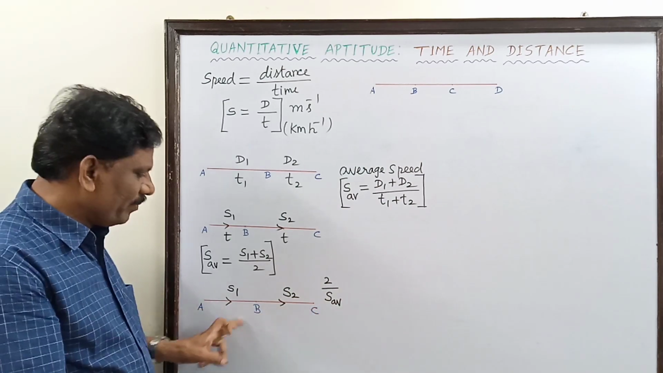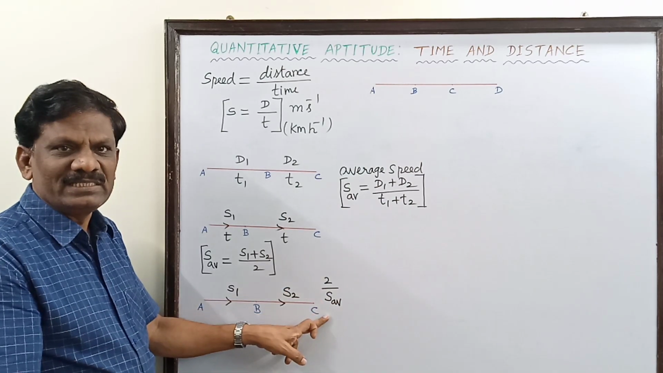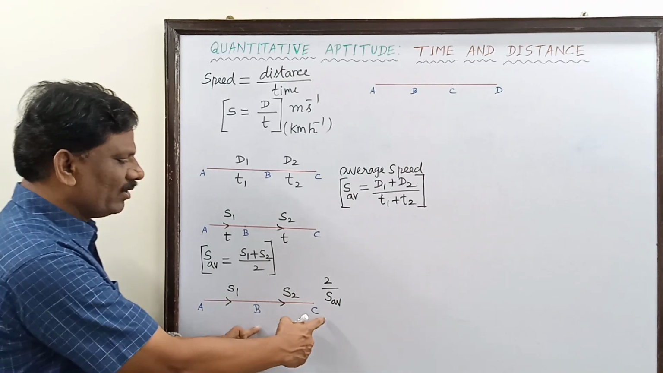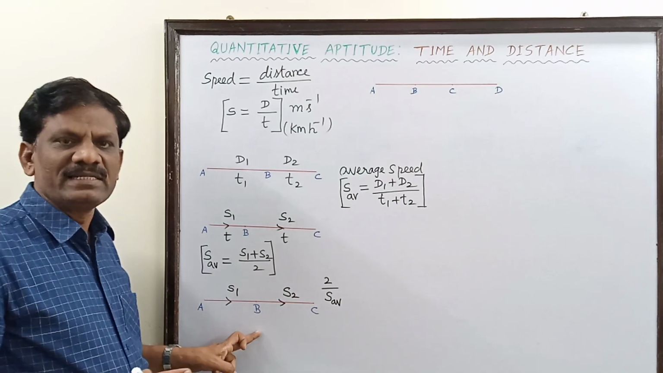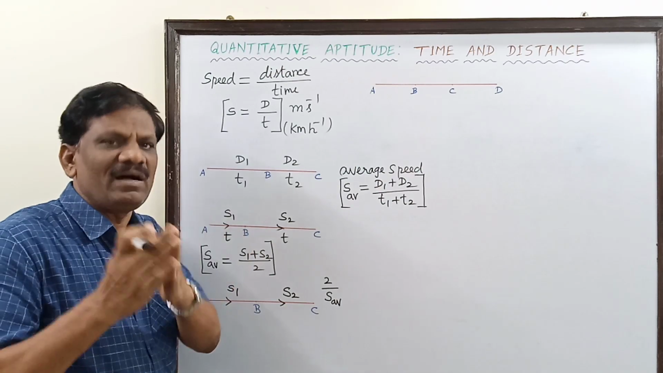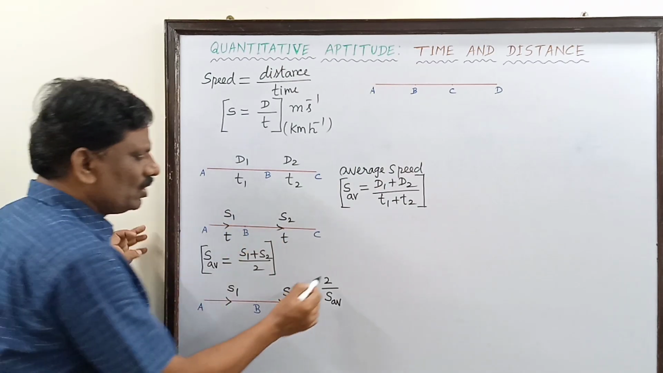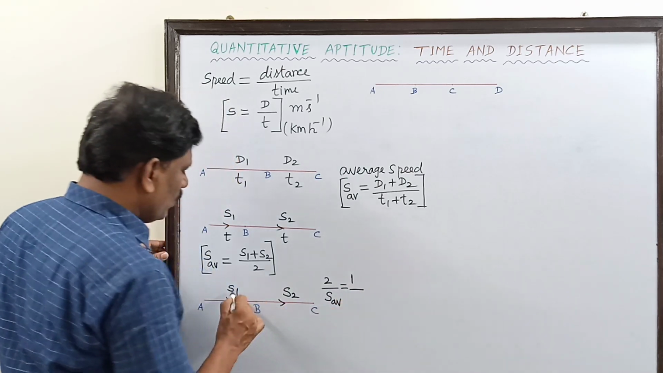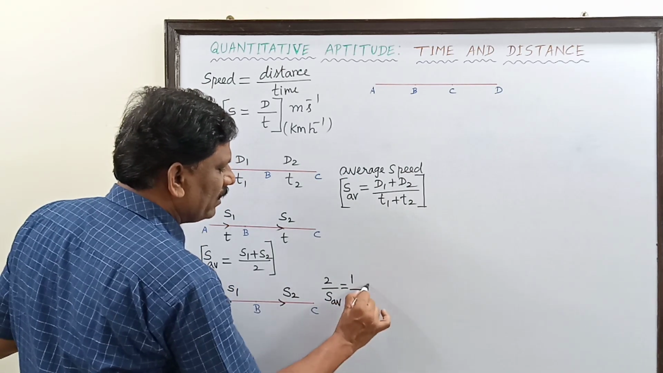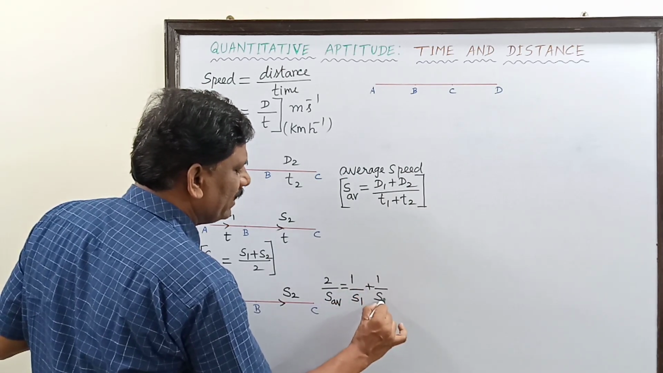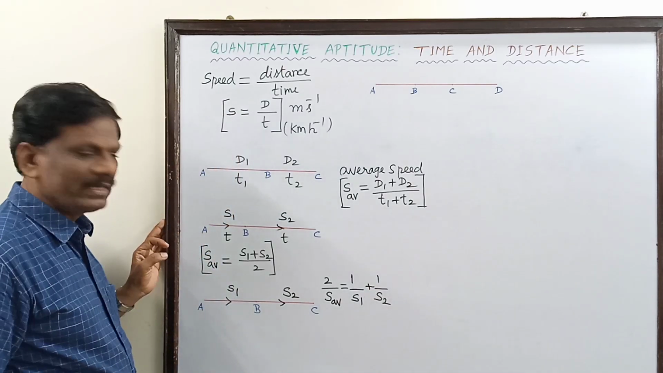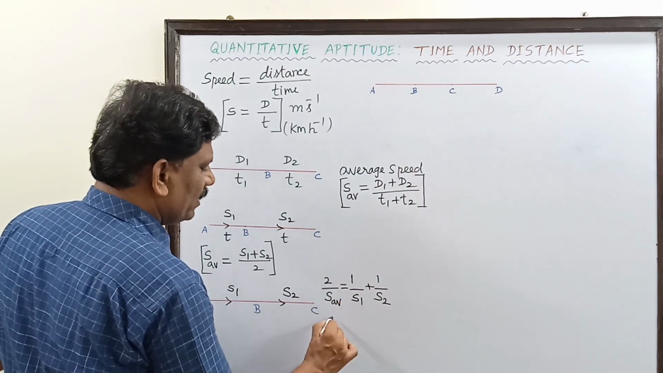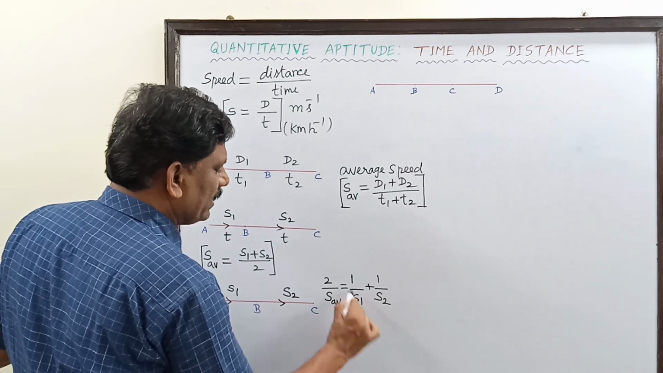4 equal parts means 4 by S average. Since AB is equal to BC, I have divided the total distance into 2 equal half distances. So 2 divided by S average must be equal to 1 by speed S1 plus 1 by speed S2. Okay. So now this is equal to what?